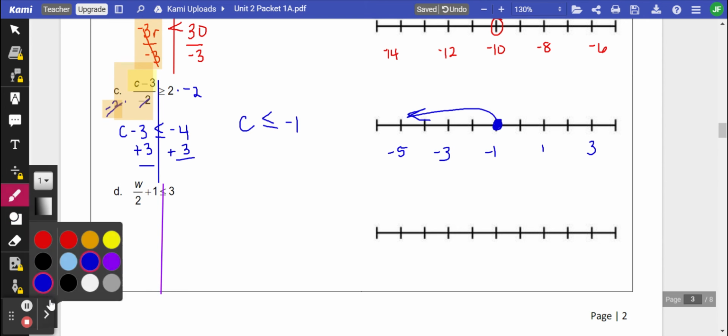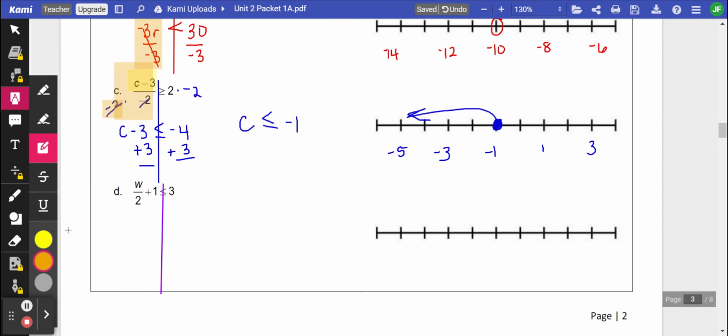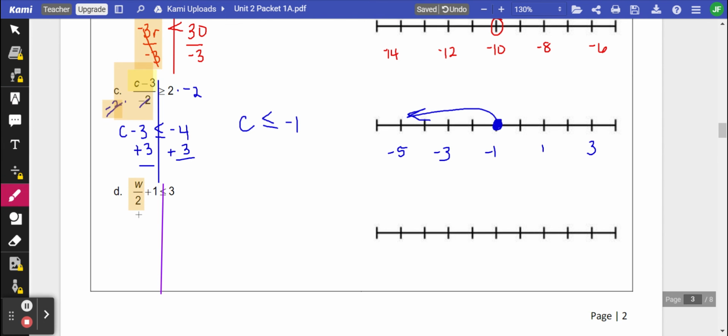Okay, last one, drawing my line through my inequality sign. And I need to get the variable by itself, so I'm going to just highlight that there in orange. Can't do anything with the divided by 2 until we get rid of the plus 1 by subtracting 1 from both sides. So on the left side they cancel. We're left with w divided by 2 is less than or equal to 2.